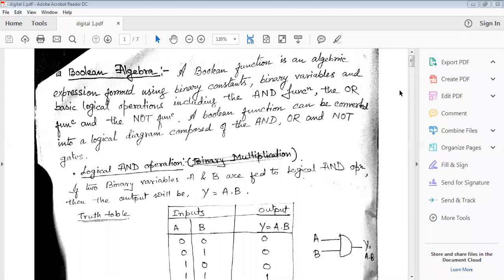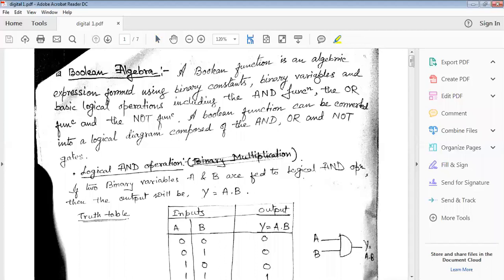What is binary constants? That is 1 or 0. It may consist of binary variables. That is, I may give a variable of A or B. It may consist the value of 0. It may consist the value of 1. Only 0 and 1, nothing else. And also some basic logical functions like AND function, OR function, NOT function, etc.